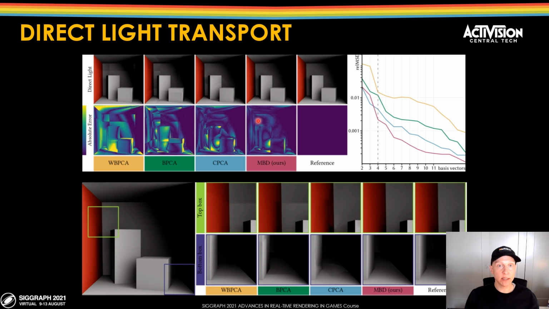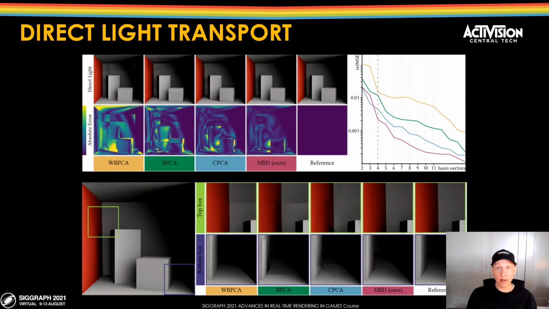So this is the first test that shows the direct light transport results. And so there's a couple of things to note. If you look at the overall error using 4 basis vectors, we see that the MBD has the lowest absolute error over the image space. And if we look at these zoomed in regions, we see that the comparison methods all suffer from these cluster discontinuity artifacts. While if you look at the moving basis decomposition results, you see that the cluster artifacts are now gone. And what we have is something that is visually and numerically really close to the reference solution.